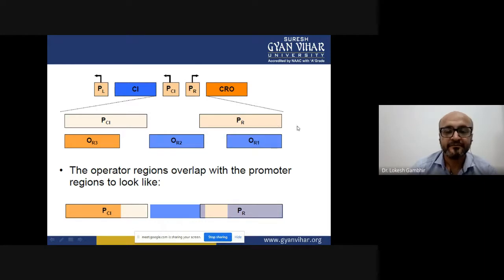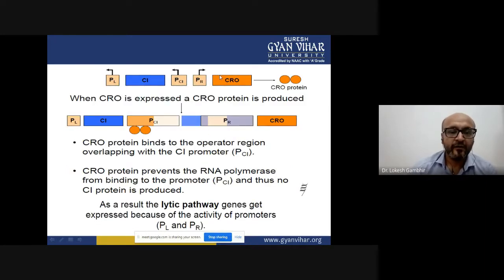Now what is happening here? Suppose the lytic cycle is here and PR gets activated, it will cause the formation of the CRO protein. Now this CRO protein as a dimer will go and bind to operator 3, OR3. Now OR3 is overlapping with PC1, so it binds to the operator region, thereby preventing the RNA polymerase from binding to the promoter C1, and that is how the expression of CRO protein inhibits the expression of C1, thereby inhibiting lysogeny. And then the lambda phage follows the lytic cycle and it flourishes.